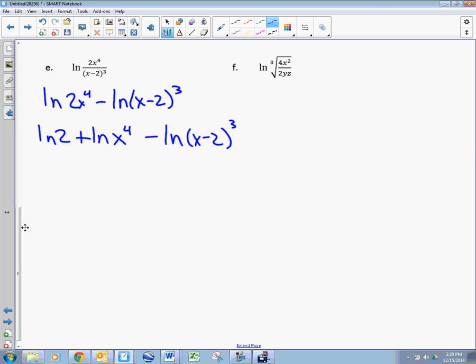Now we'll deal with our exponents. So this is done, but these two are not, are they? So natural log of 2 plus 4 natural log of x minus 3 natural log of x minus 2.